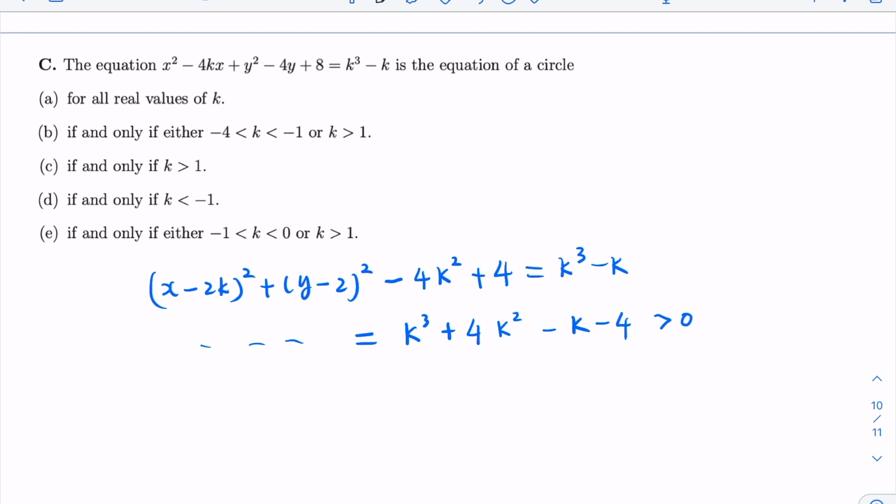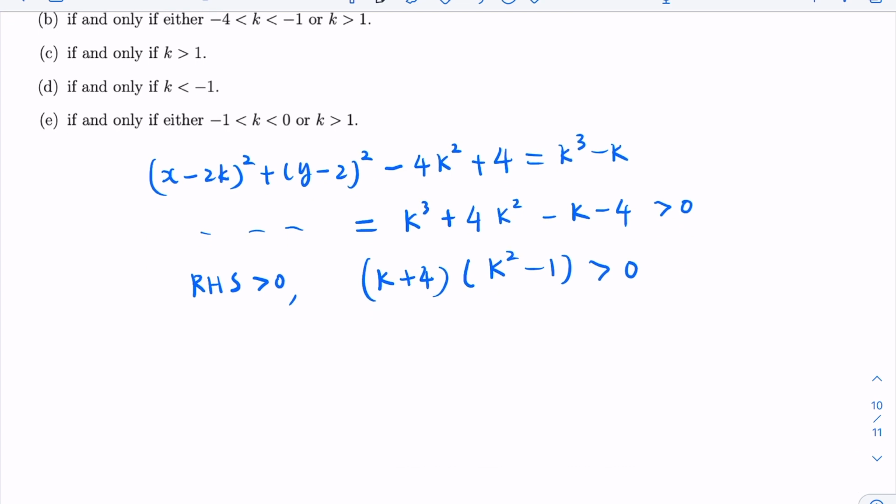Now, here you can factor k plus 4, right? So what you do here is the right hand side has to be greater than 0, or k plus 4, and then the factor is going to be k squared minus 1, has to be greater than 0. Okay? So if we further write it, it is k plus 4, k minus 1, and k plus 1 greater than 0.